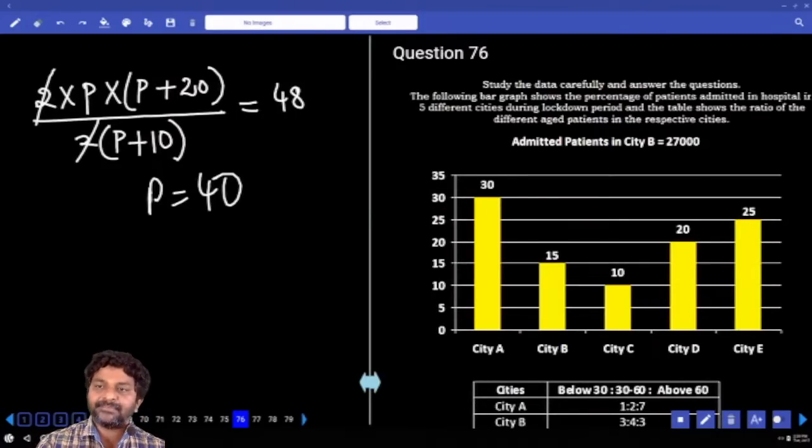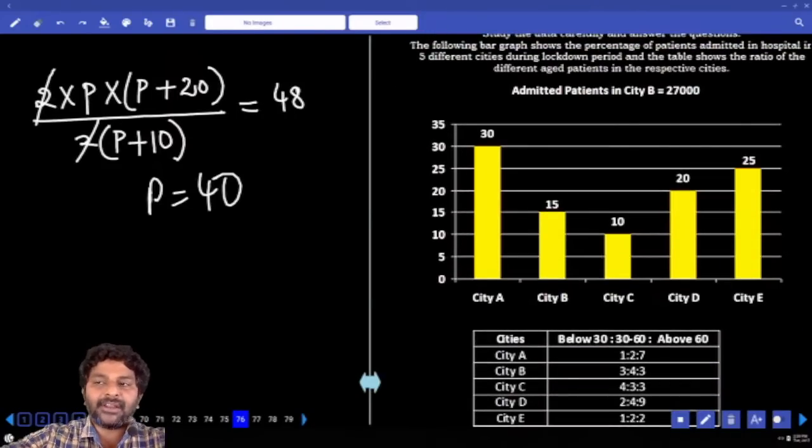76 onwards. The following bar graph shows the percentage of patients admitted in hospital in 5 different cities during lockdown period, and the table shows the ratio of different aged patients in the respective cities.